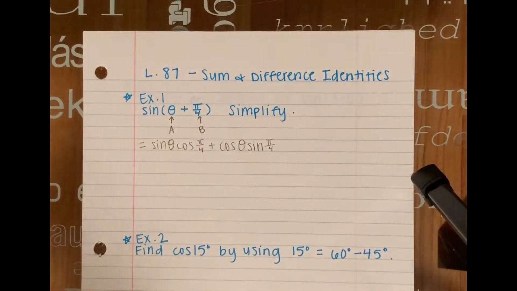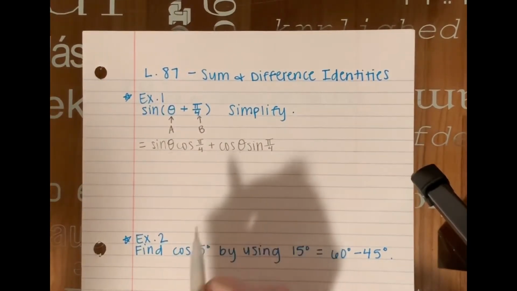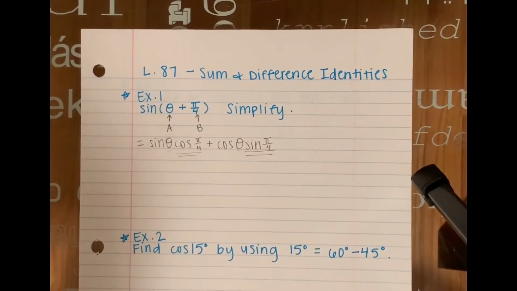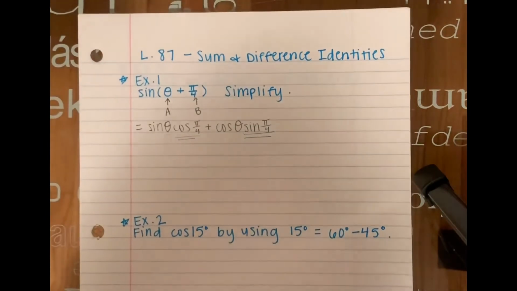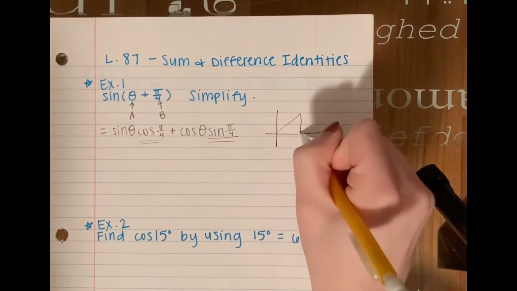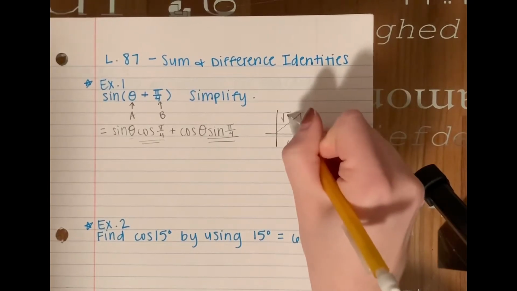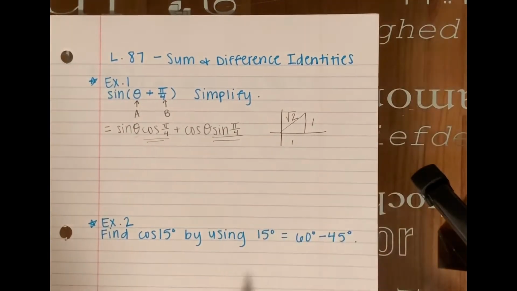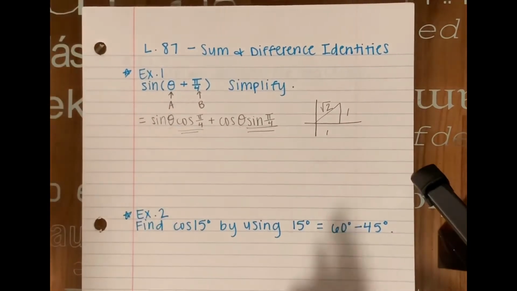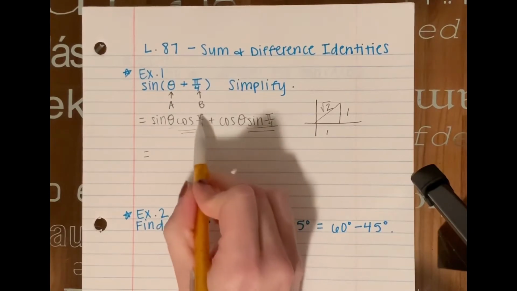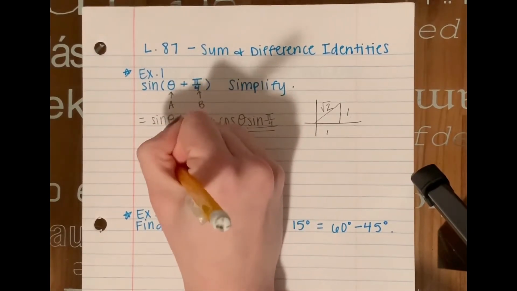Now to simplify, these are just theta. We don't know what they are, but we can figure out what cosine pi over 4 and sine pi over 4 are. Some of you probably already know it in your head, but thinking about it, pi over 4 is the same thing as 45 degrees, so I'd have 1, 1, root 2. So cosine and sine are going to be the same. It'll be 1 over root 2, or root 2 over 2. So instead of cosine pi over 4, I can write root 2 over 2.